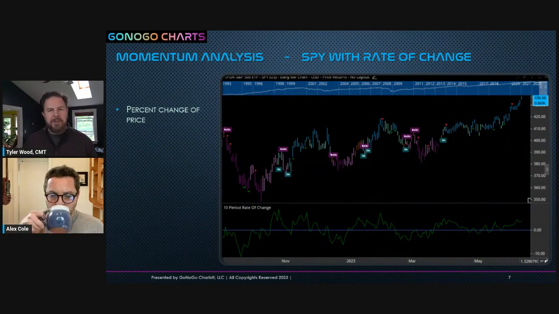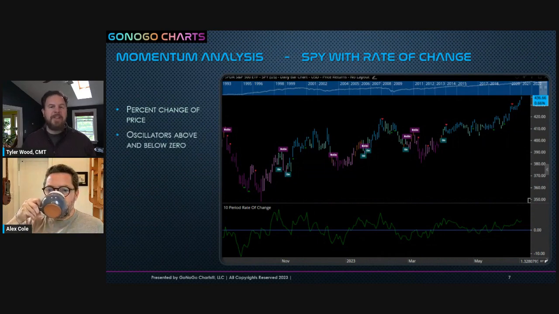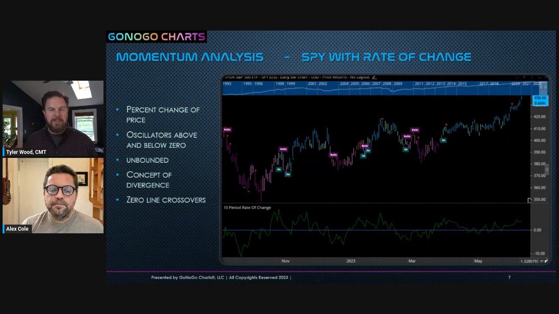Let's talk about what is perhaps the simplest calculation, which is just a simple rate of change in price. And it's going to measure momentum by looking at that percentage change in price from the current bar to a specified look back period. Now, unlike the other oscillators that we've been looking at, the rate of change is unbounded, right? So typically we're starting at a zero line and we can move up to 100, down to negative 100.